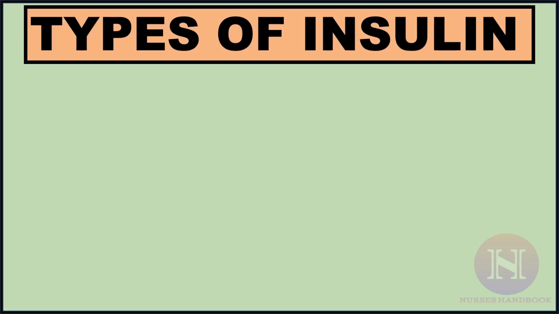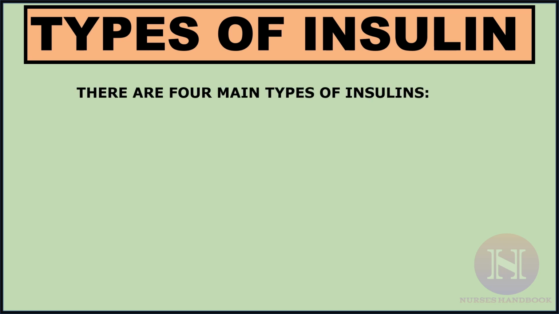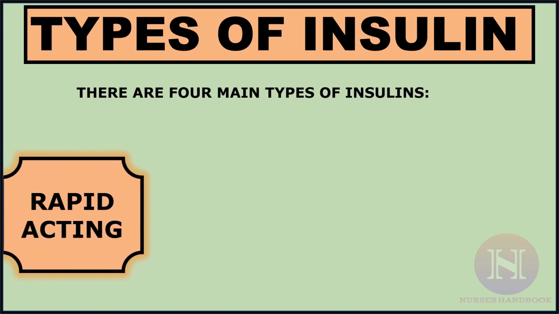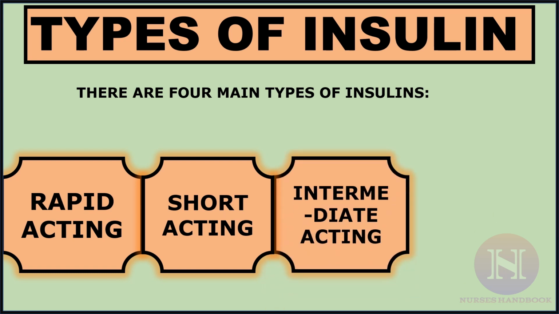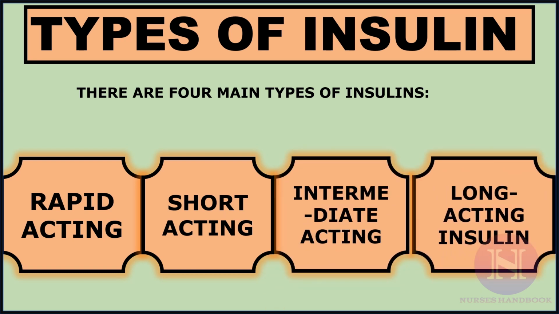So now let us see the different types of insulin. Basically, it is divided into four main types. First one is the rapid acting or the fast acting insulin. Then we have short acting insulin. Third one is intermediate acting insulin, and the last one is long acting insulin. Now let us see these types of insulin one by one.